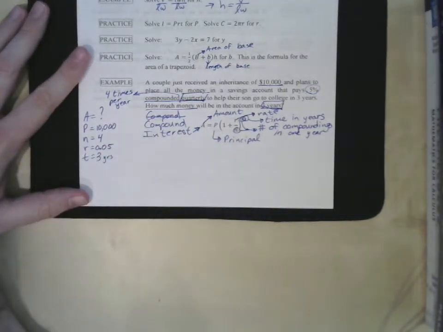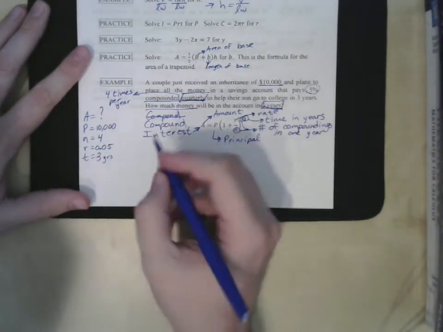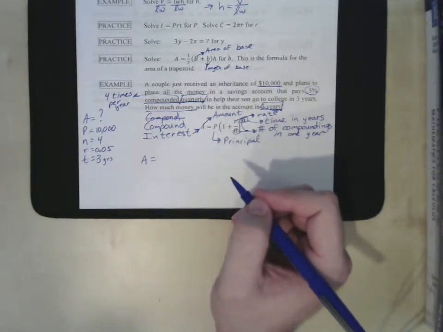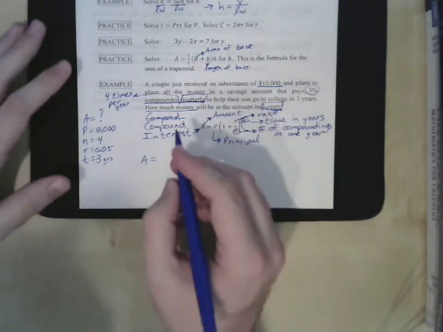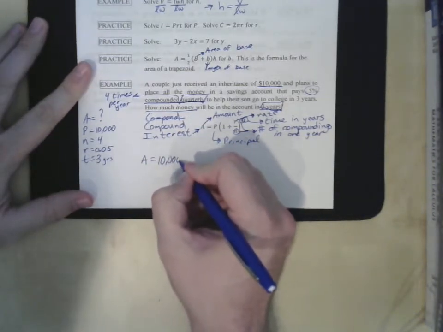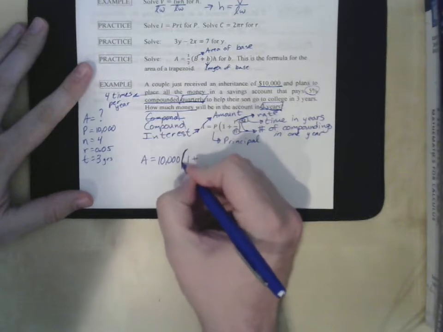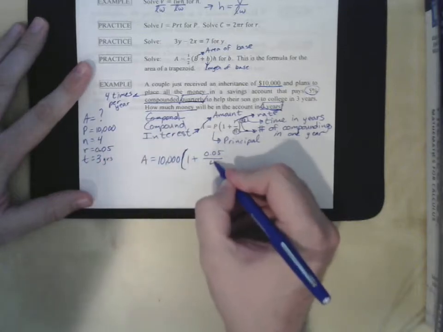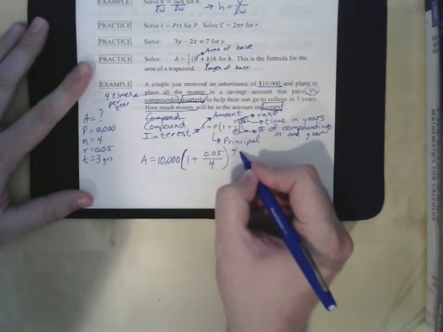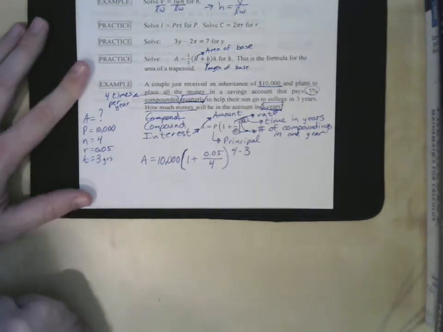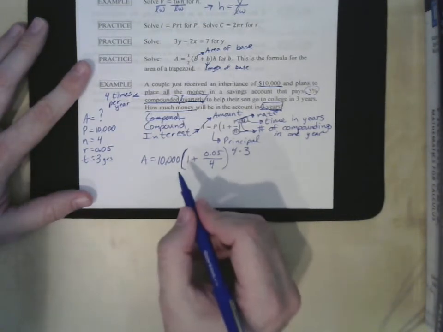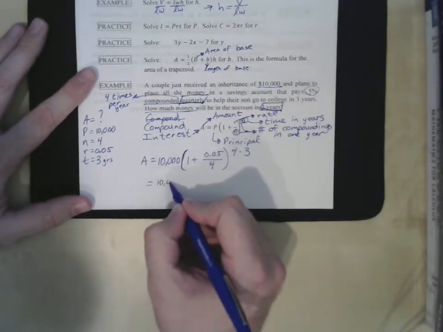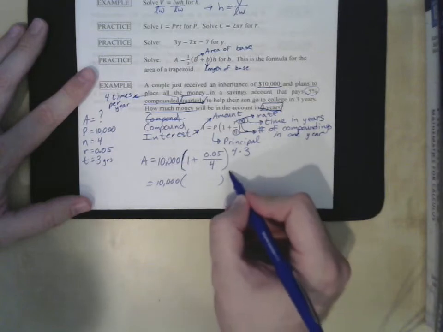So now we're going to take our variables, plug them into our equation, and solve. So we have A equals our principal, 10,000, times 1 plus our rate, 0.05. Compounded quarterly means N is 4, raised to the 4 times 3 years. So this is a calculator problem, so we would punch this into a calculator. 10,000 times whatever that number is to the 12th.